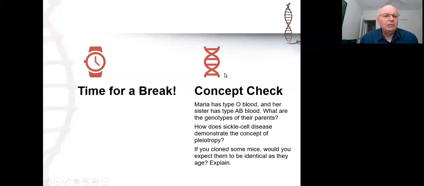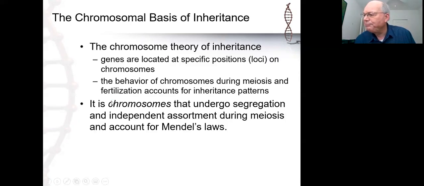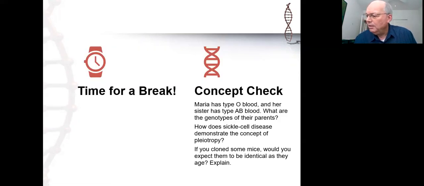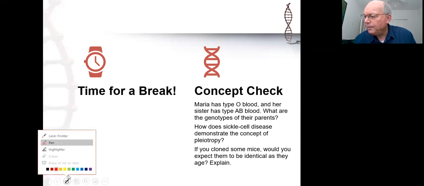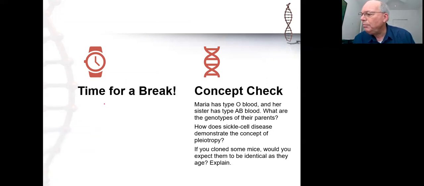Okay, welcome back. Let's take a look at our concept check questions. So Maria has type O blood, so we know that for type O, she has to be little i, so both of her parents must have provided her with the little i.